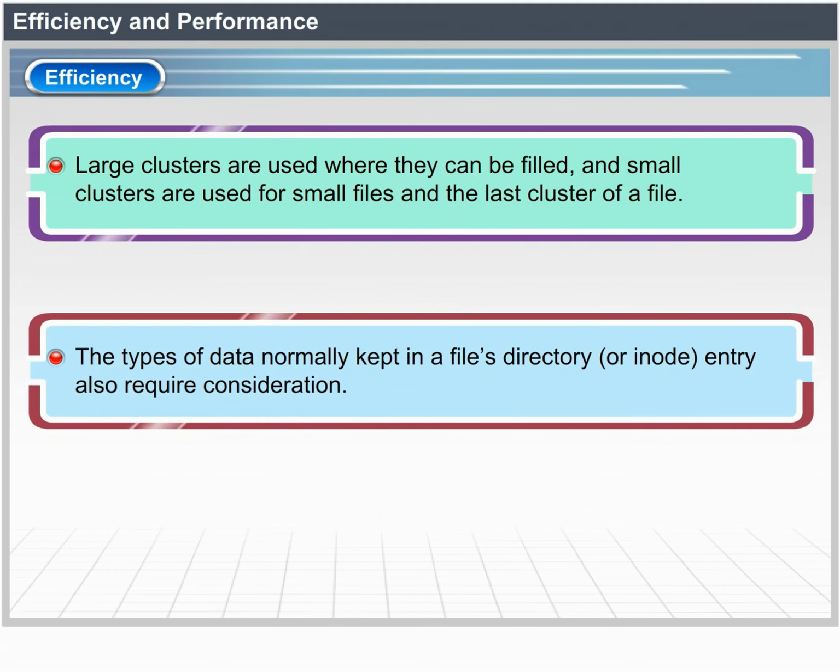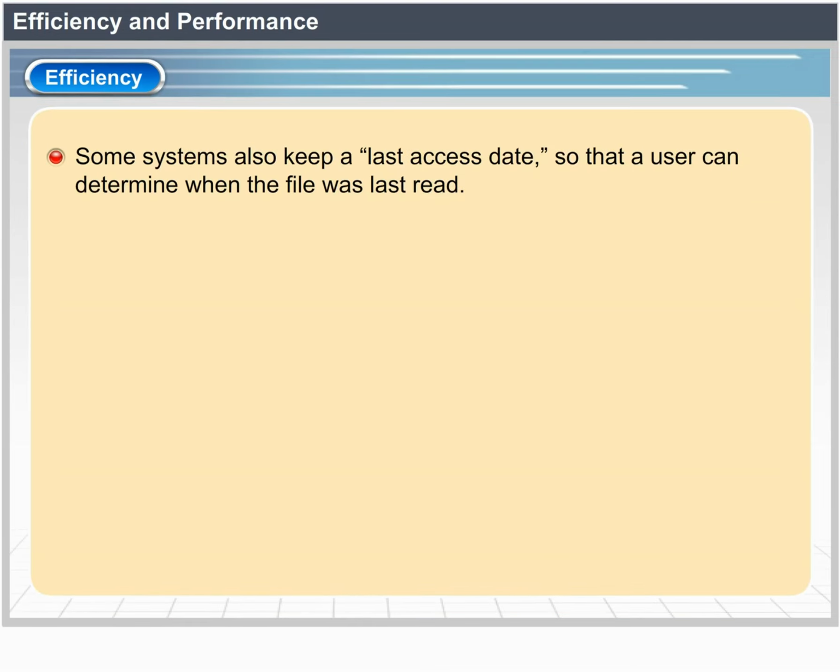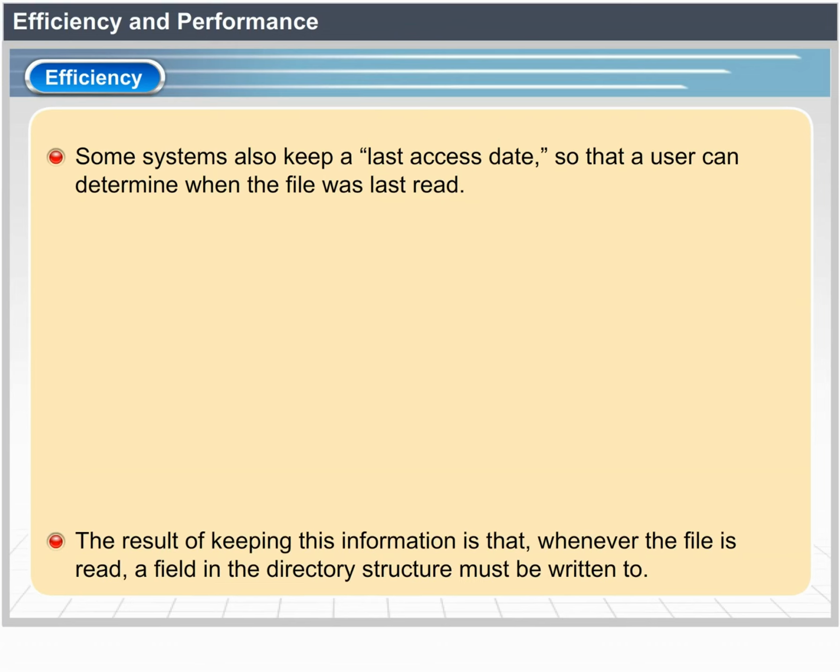Commonly, a last write date is recorded to supply information to the user and to determine whether the file needs to be backed up. Some systems also keep a last access date so that a user can determine when the file was last read. The result of keeping this information is that whenever the file is read, a field in the directory structure must be written to.